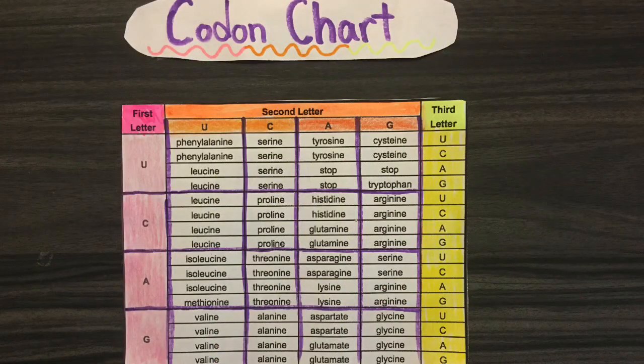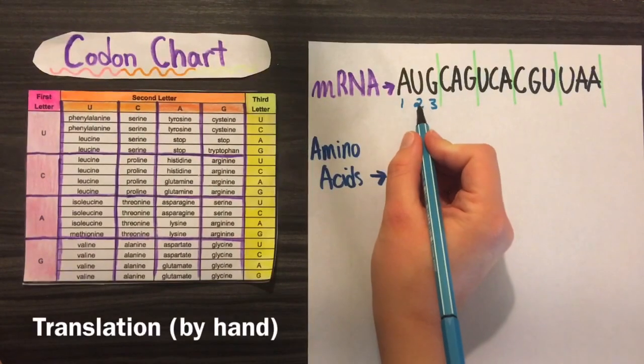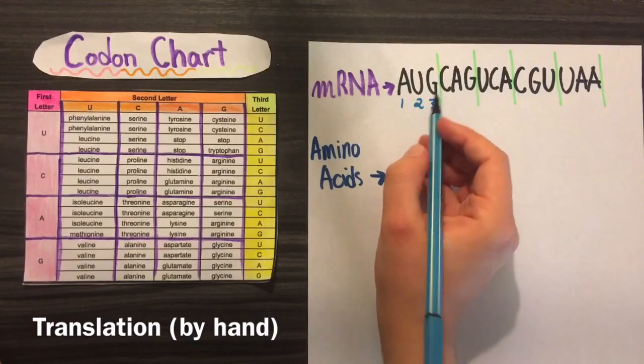A codon chart shows all of the possible codon combinations and their corresponding amino acids. Using the three letters in the codon can help define the amino acid that it codes for. Our first codon is AUG.